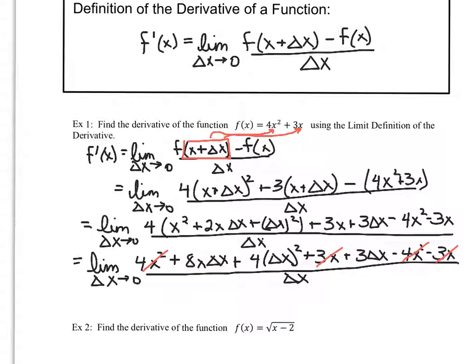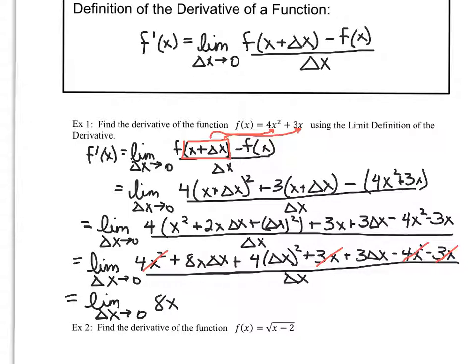Now we should notice that all of the terms that are left still have a delta x, so I can go ahead and divide each term in the numerator by delta x, and then take the limit as delta x approaches 0. So in the case of the first term here, I've got 8x delta x, and I'm dividing by delta x. So that, of course, is going to give me 8x.